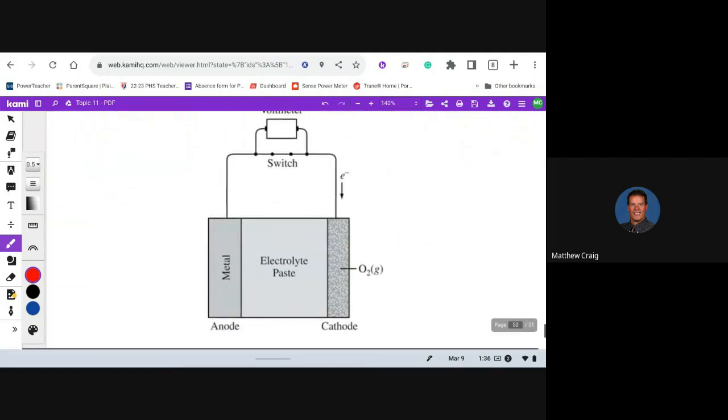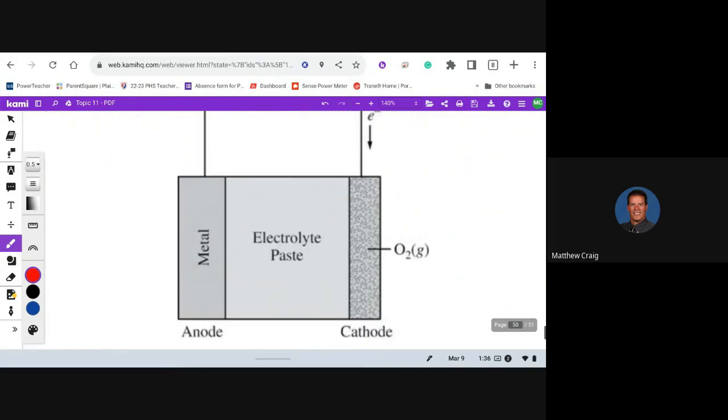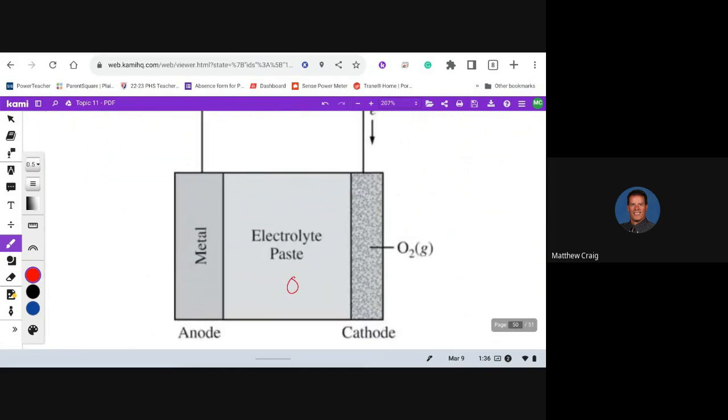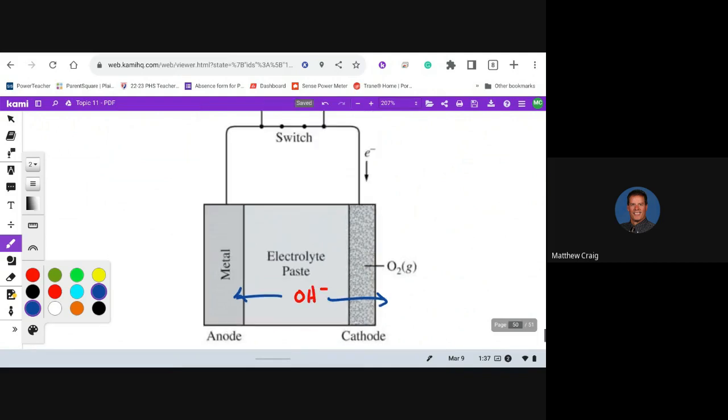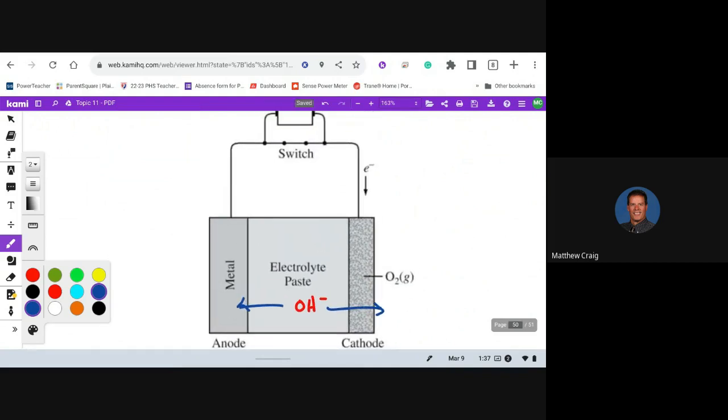Okay, so we have hydroxide in here. Let's go a little thicker. Okay, so we'll go chunky here. So we have hydroxide in the electrolyte paste. The question wants to know, are we going to go this way or this way? Which way are we going? To the left or to the right? To the left? Why?